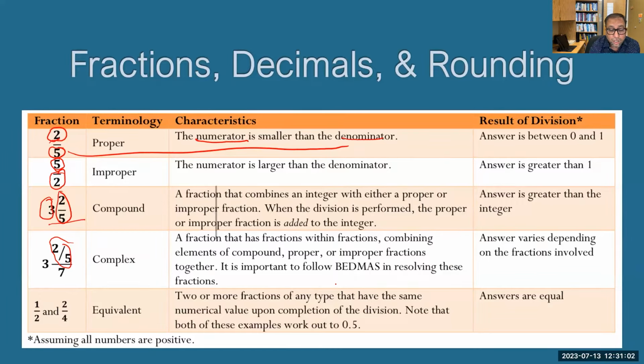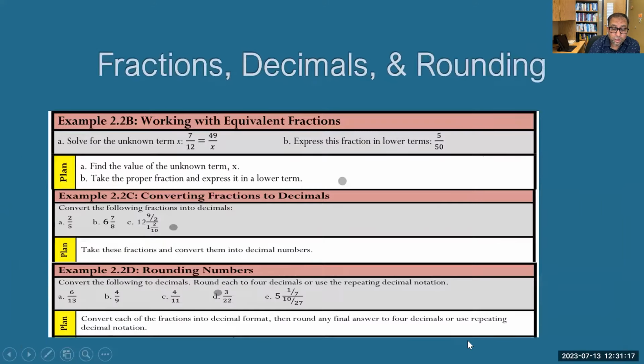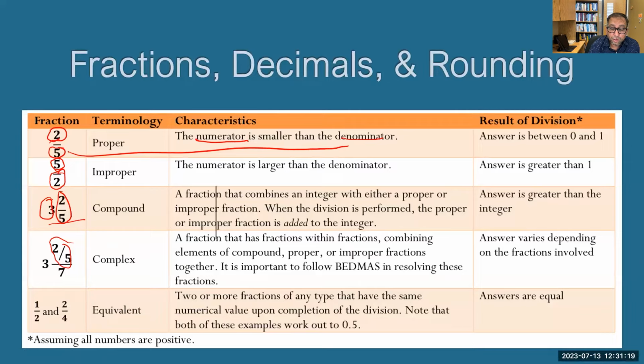same numerical value upon completion of the division. So that's the case here, assuming all numbers are positive. Then comes the decimal.